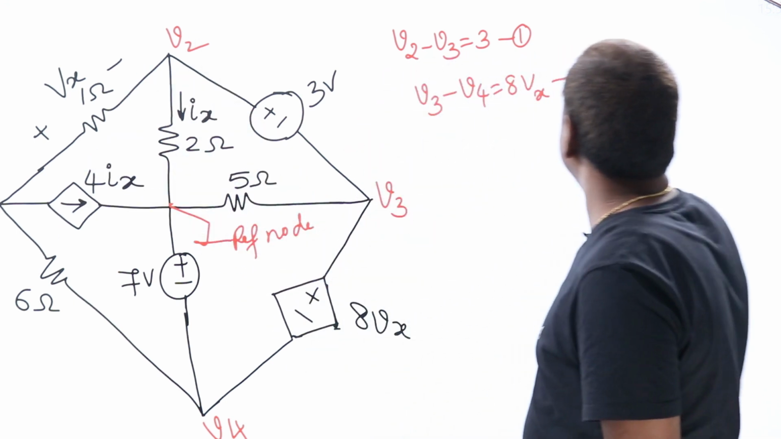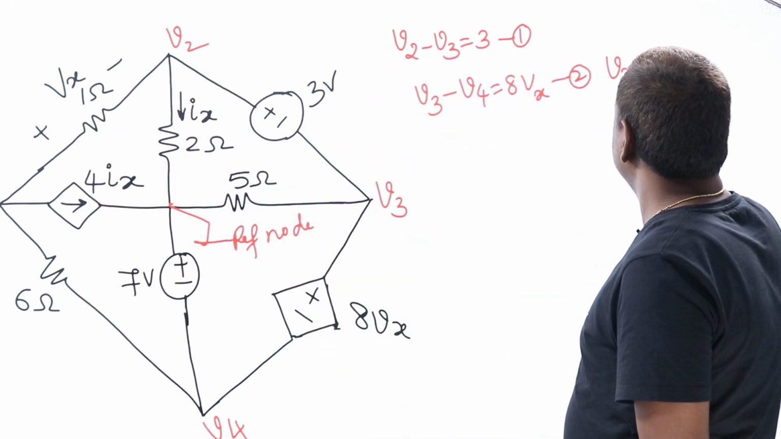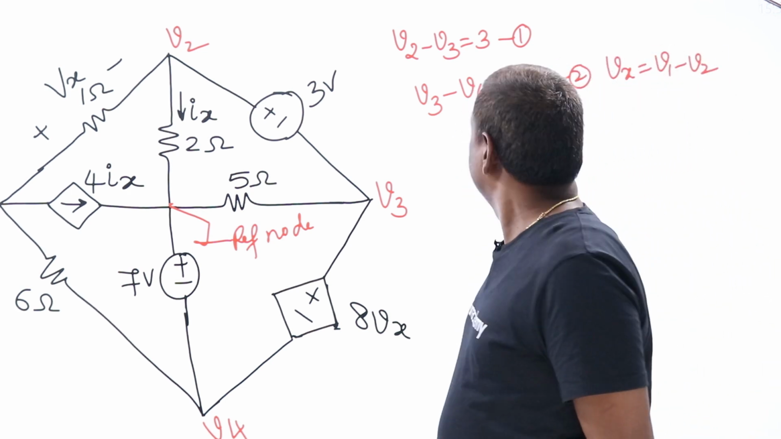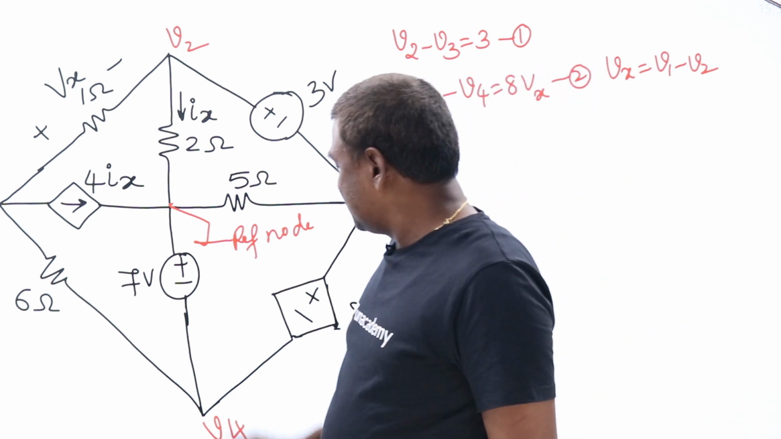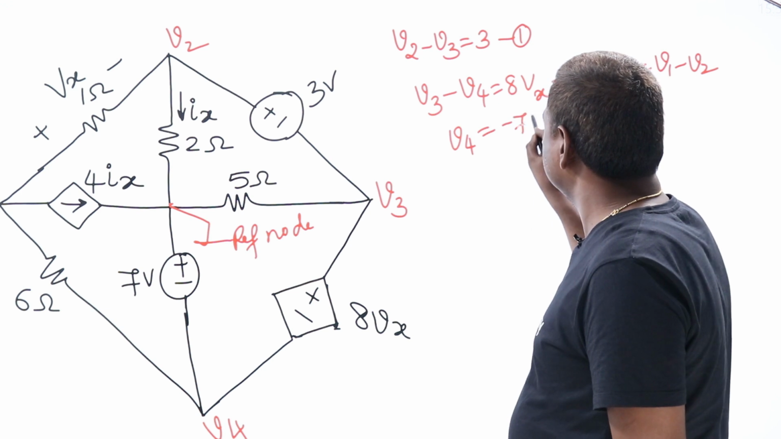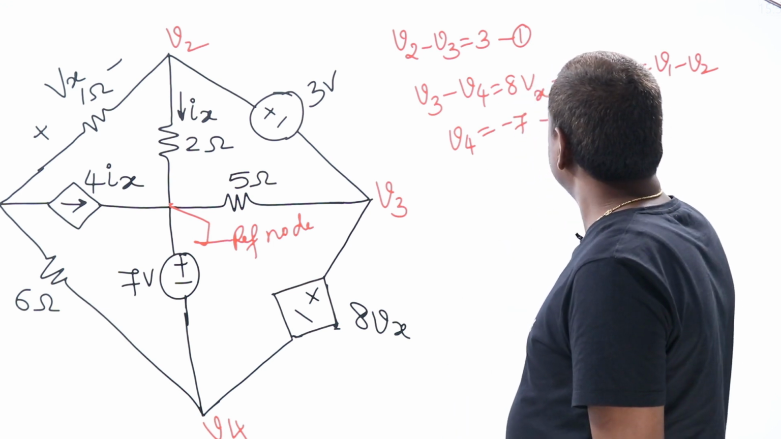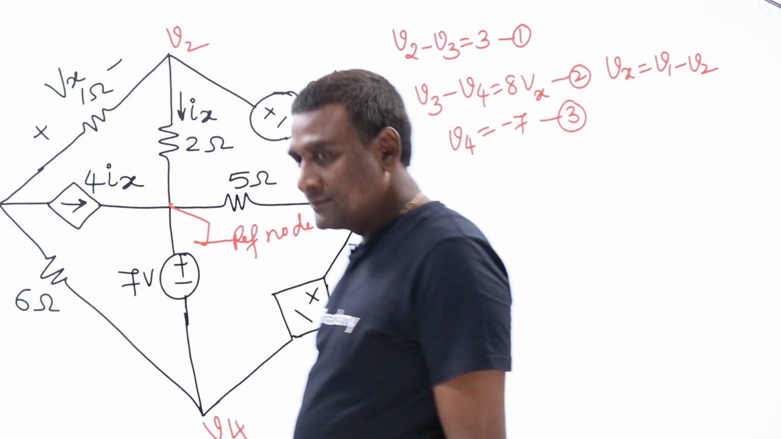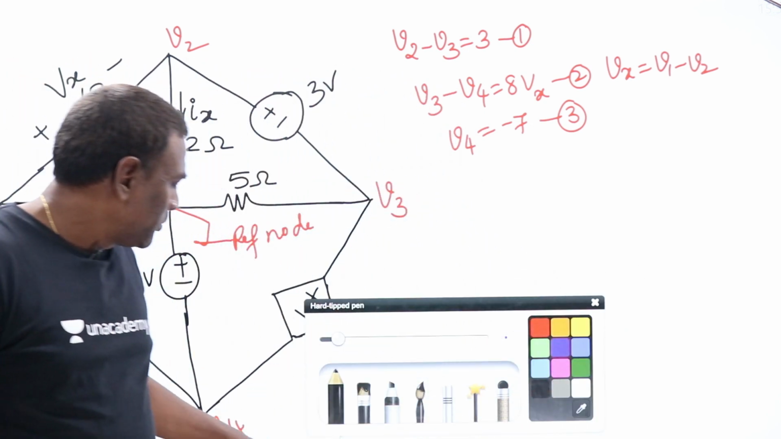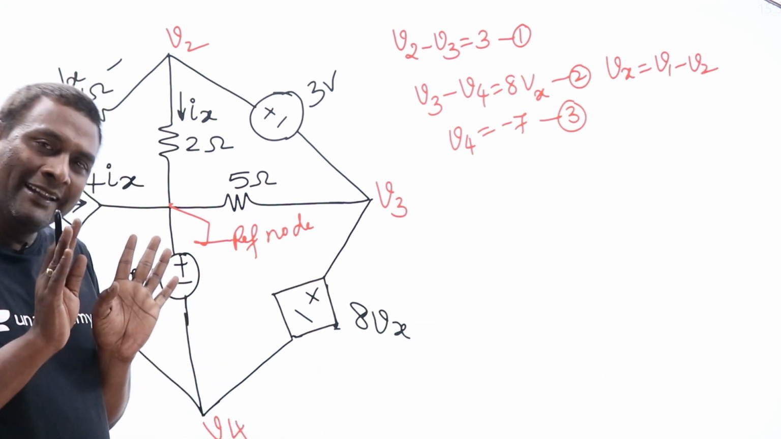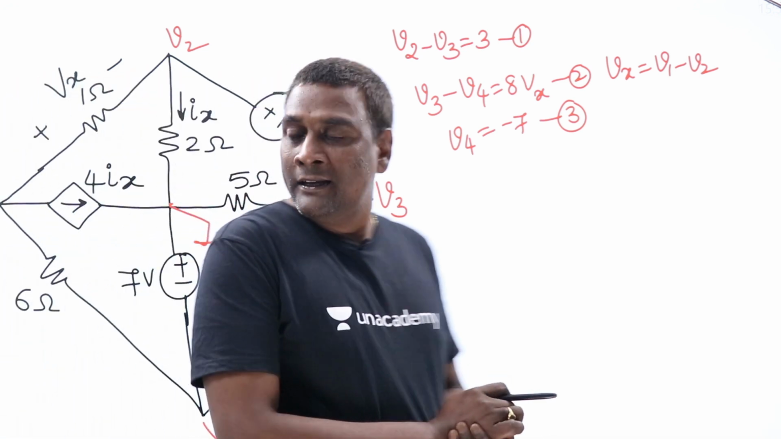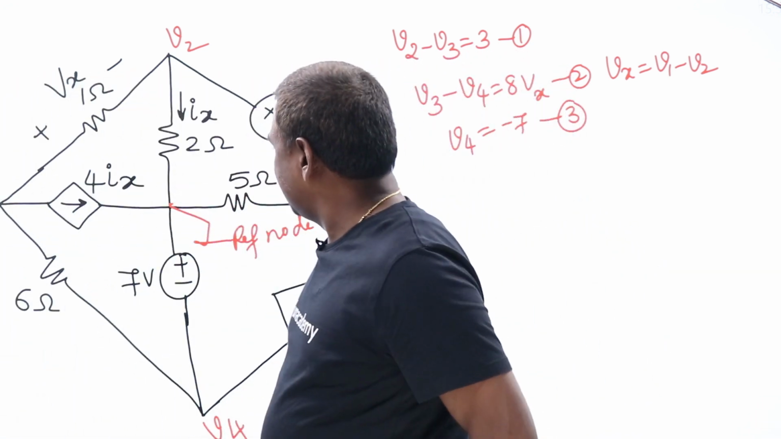Now, what is Vx? Vx is nothing but V1 minus V2. Now, where is the third relation? V4 equal to minus 7 is going to be the third relation. Now, whatever I said, without super node and all, directly let us apply KCL only. Leaving current equal to entering current and all, that will be sufficient. Now, let us start KCL.